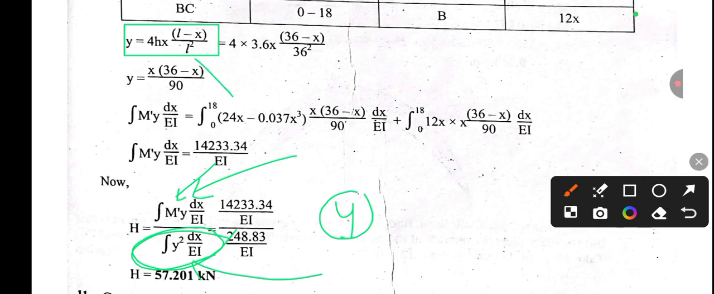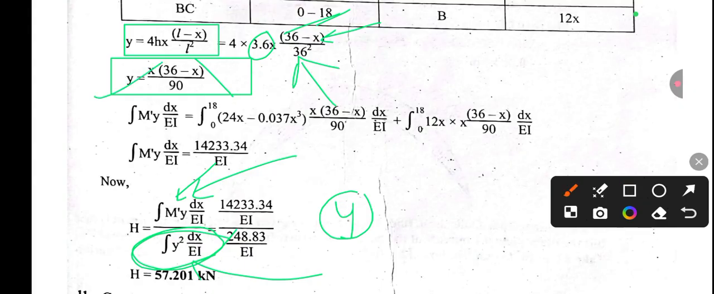For h, we have calculated the value of h as 3.6, x we take as usual, and the value of l is 36, you can see here. We don't need to substitute any value for x. Okay, we write it as usual, by l square, which means 36 square. So finally we get the value of y, that is x into (36 minus x) by 90. Okay, so we have calculated the value of y.